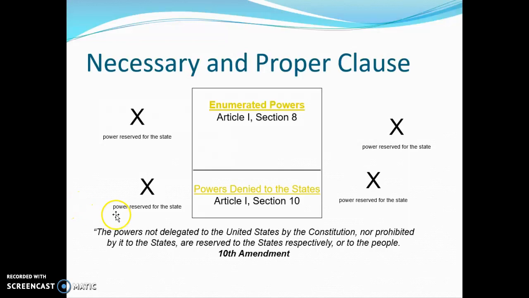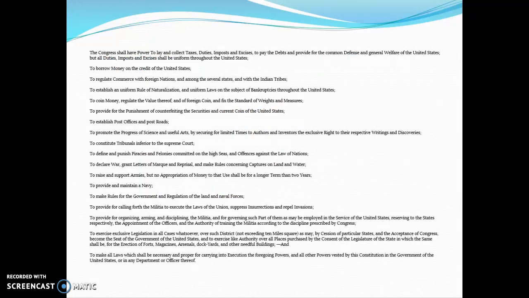Let's break this down. So it says the powers not delegated to the United States by the Constitution. That's referring to the enumerated powers of Article 1, Section 8. It's a big, long list of things that Congress is going to be able to do. And the fact that it's a big, long list is important, because if what they really meant was Congress can do anything they please, they wouldn't have spent weeks and weeks at the Constitutional Convention writing down this really exhaustive list.